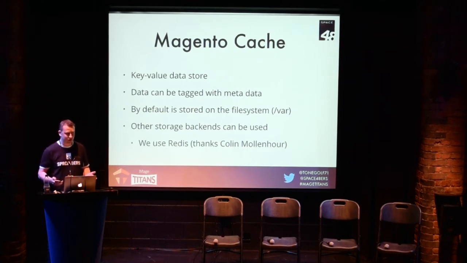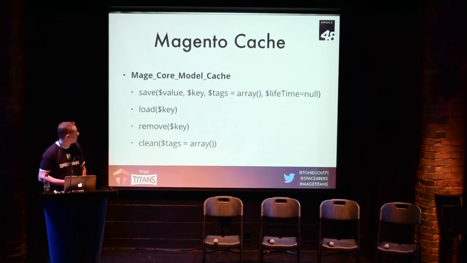By default, all the caching is stored on the file system in the var folder. But you wouldn't really recommend doing that because writing to and reading from the file system is slow. So a memory-based cache backend is preferred. Magento supports many out of the box, but we would recommend using Redis as, thanks to Colin Mollenauer, who wrote the adapter to get that working, the benchmarks are out there that it performs really well.